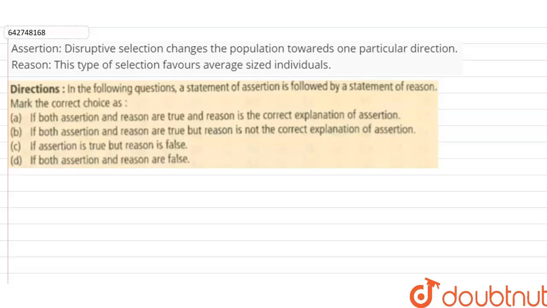Here we have an assertion reason question. In the assertion statement they are saying disruptive selection changes the population towards one particular direction. So this statement is incorrect.